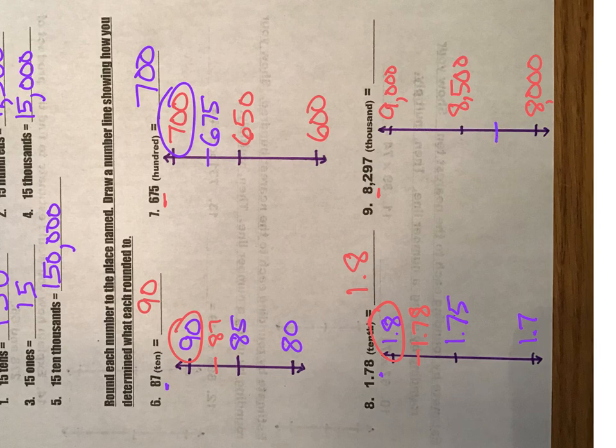So now we go to plugging in the real number. 8,297 is smaller than 8,500. So we would place it in here, and we would say that this one would round to 8,000.